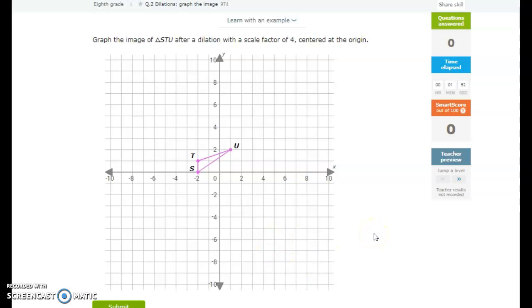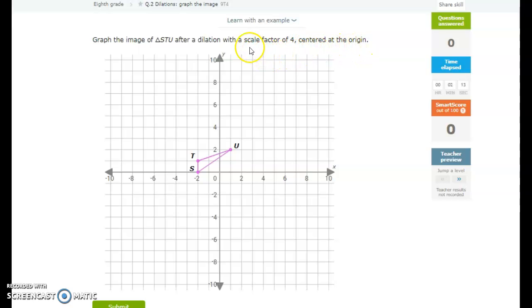Hi everyone, I'm going to talk you through how to do the 8th grade IXL, that is Dilations: Graph the Image. It's 9T4, and so here we go. First of all, let's read and ask what it says. Graph the image triangle STU after a dilation with a scale factor of 4 centered at the origin.